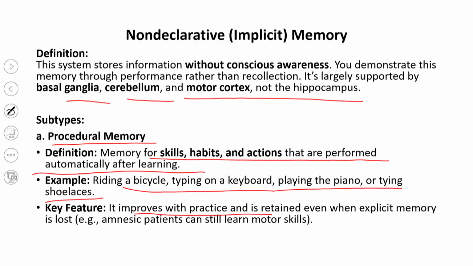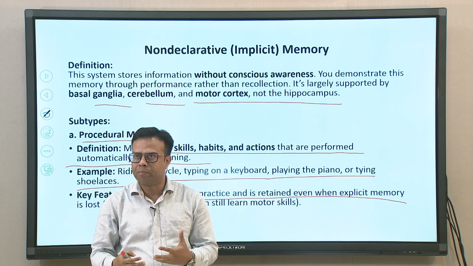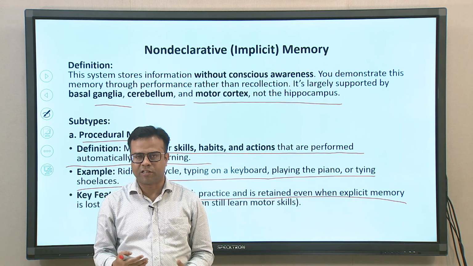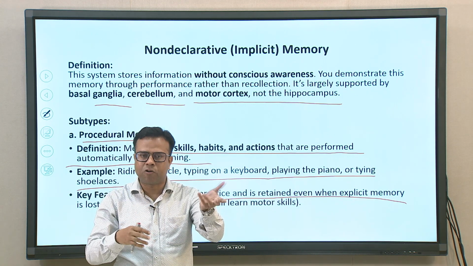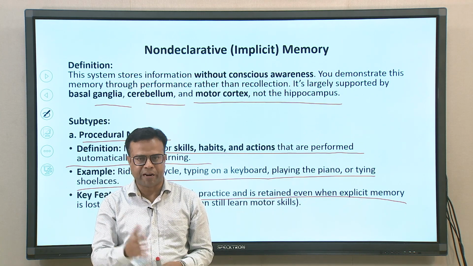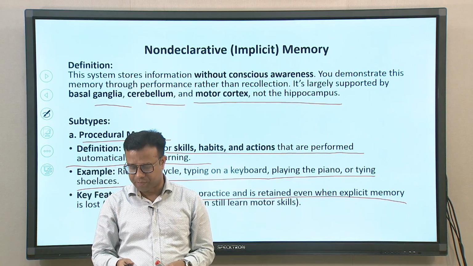It improves with practice and is retained even when explicit memory is lost. Many patients who lost declarative or explicit memory forget all the facts and episodes of their life, but their procedural memory remains active. They may still learn to ride a bicycle, but they may forget everything about their life or whatever happened after an incident. All the other memory can get lost, still their procedural memory can remain intact, and this evidence is available in many patients. So, this shows this is a separate system.